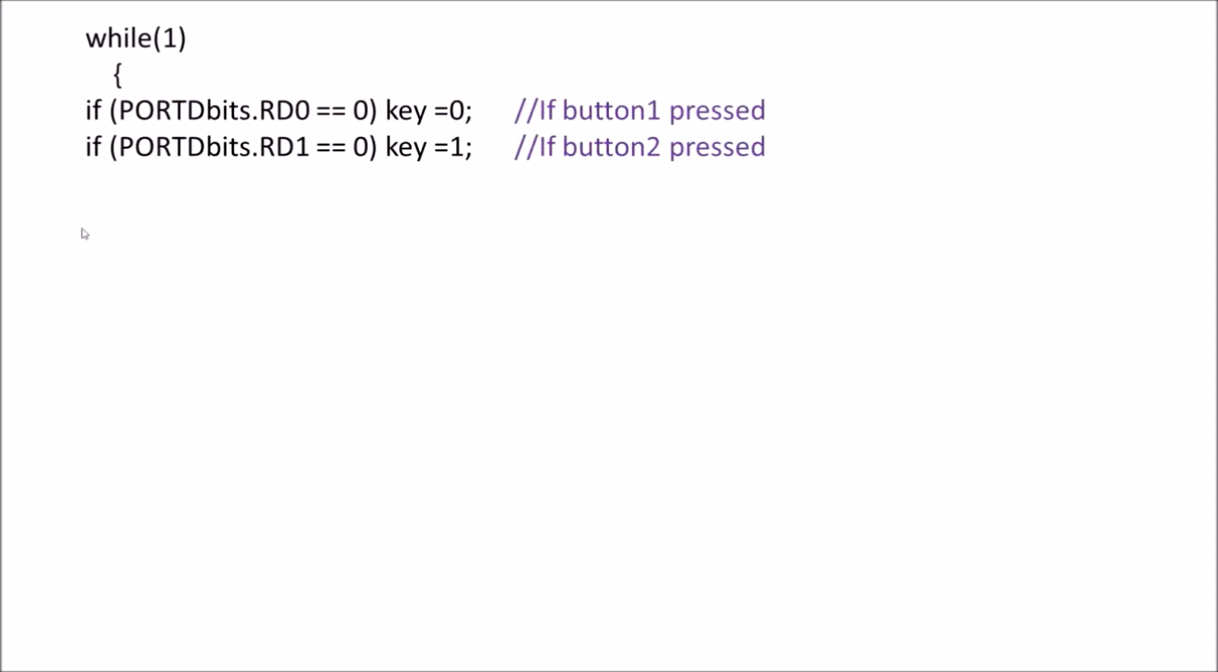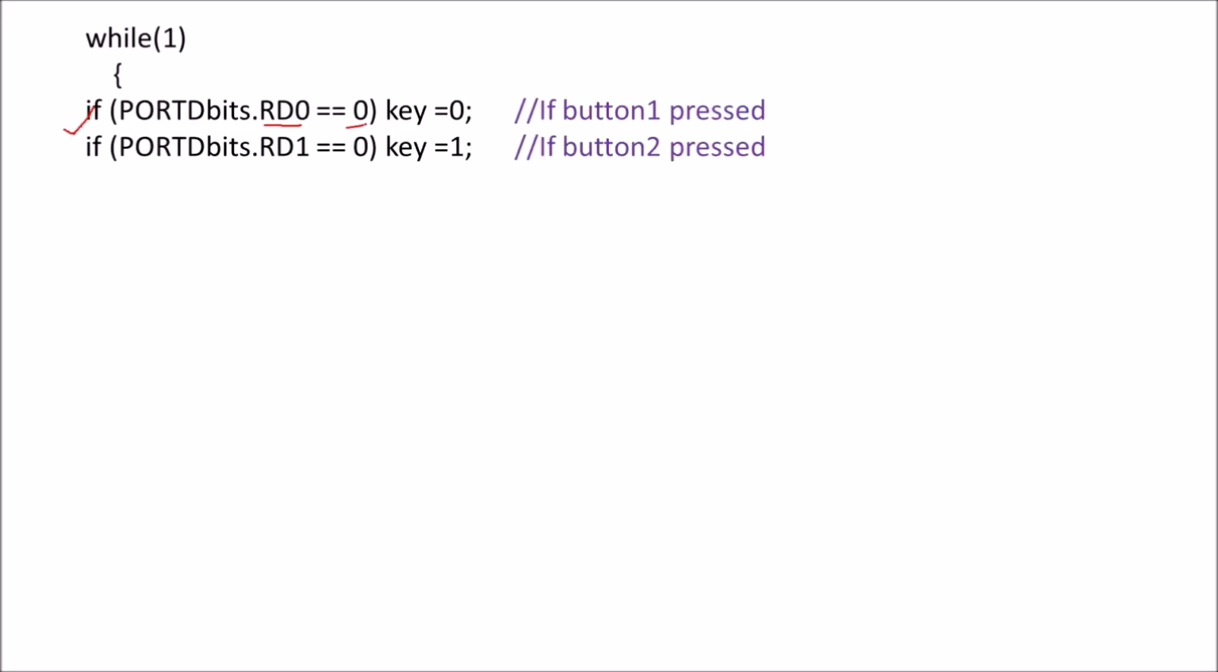Then we'll check whether the key is pressed by the user or not. For that we'll check this RD0 port terminal. If the switch is pressed by the user, then the RD0 port terminal will be at 0. You have already studied this operation of switch. When the switch is pressed by the user, 0 will be connected to the port terminal, and when the switch is open, 1 will be connected to the port terminal.